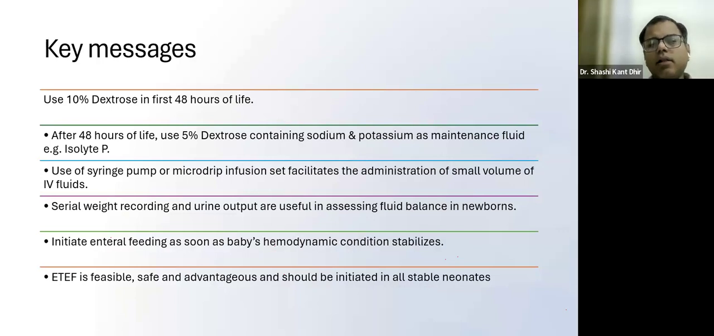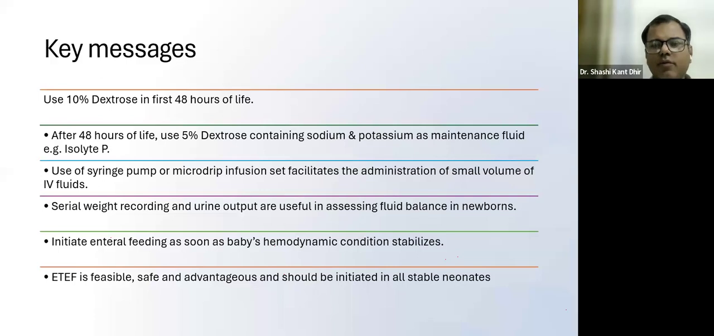Till the baby starts diuresis, till the baby starts losing weight, it could be more than 48 hours, right? We have to give electrolyte-free fluids. It is most commonly 10% dextrose. Second, after 48 hours of life, once the diuresis sets in, and once the baby has started losing weight, then we shift to electrolyte fluid.